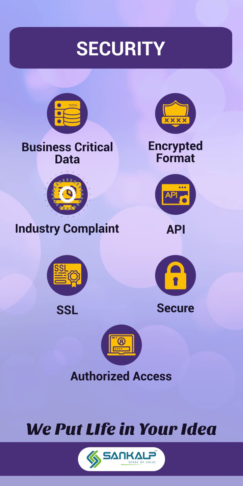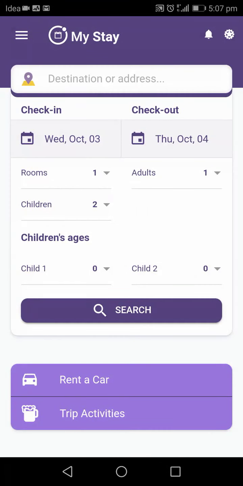We use industry compliant encryption decryption logic to pass or receive data from the API. This ensures that the data communication is secure. Additionally, SSL can also be implemented for the API to ensure the communication channel is also secure. Access to the web server is allowed only to the authorized persons. Now let us check each feature one by one in detail.